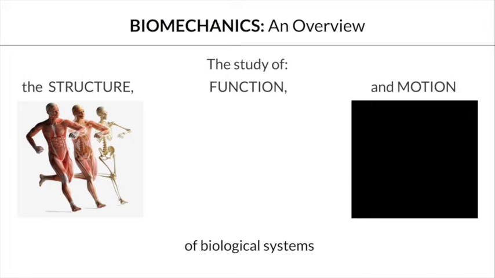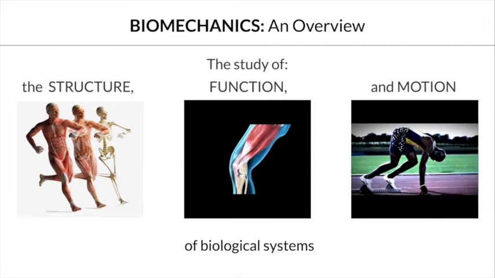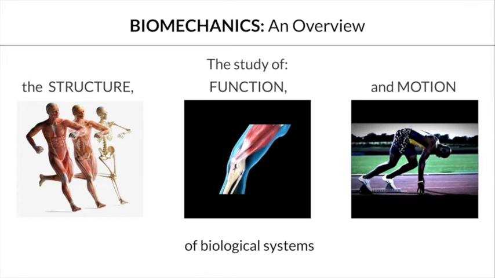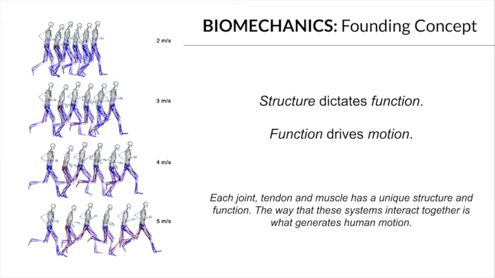Starting off is a general overview of biomechanics. Biomechanics is an applied science, derived from physics and human physiology. It is a study of the structure, function, and motion of biological systems. The way that those come together is an integral part of the field of biomechanics. Structure is what dictates function. The origin and insertion point of a muscle group, for example, will inform its functionality, or its purpose in the system. When a group of muscles work together, their unique functional capacity will generate human motion.